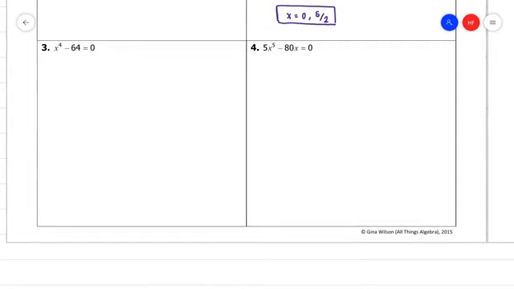On number 3, we have x to the 4th power minus 64. So this is a difference of squares. x squared minus 8, and x squared plus 8. We cannot factor further because 8 is not a perfect square. So we'll set each one equal to 0 and solve.